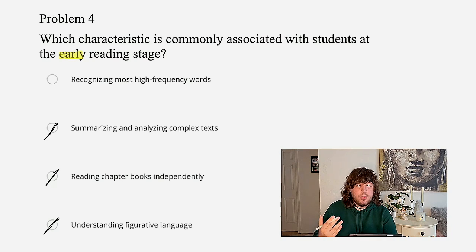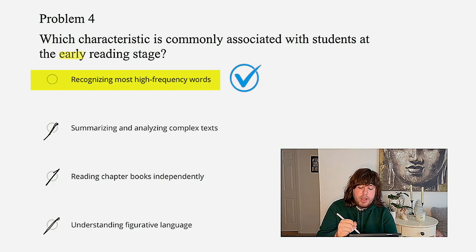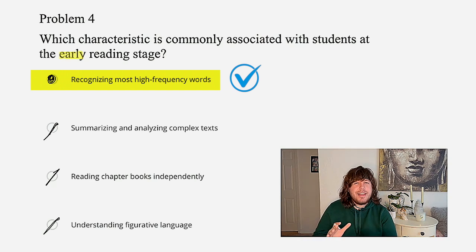And that leaves us with the correct answer. Answer A, recognizing most high-frequency words. High-frequency words are the words that students encounter the most when they're just starting out with reading. Common words like have and from. We have them memorize these words so that they can start reading simpler texts independently, not chapter books, but things like picture books and children's books. So that's why A is our best answer. It's a characteristic of the early reading stage.